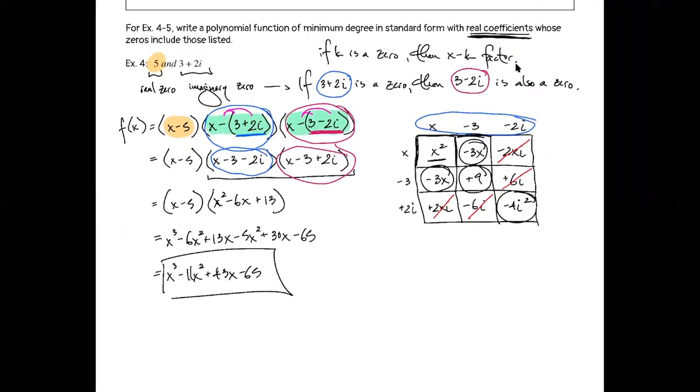Okay. So when you see directions like this that say write a polynomial of minimum degree and standard form with real coefficients, the trick here is, if you get one imaginary zero, you have to have a second imaginary zero. And that second imaginary zero has to be the complex conjugate of the first one. Cool. Yeah, they do have a use. It's not like, oh, we just don't see them, so whatever. It actually allows us to handle a lot more cases, okay?